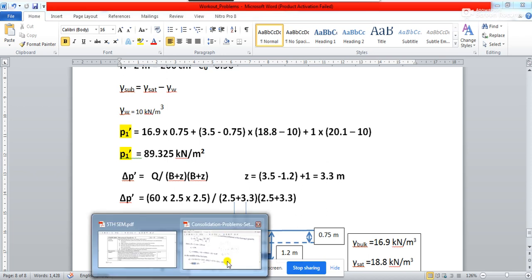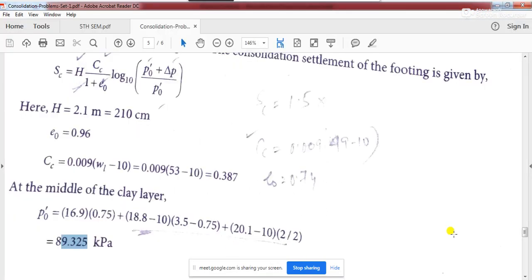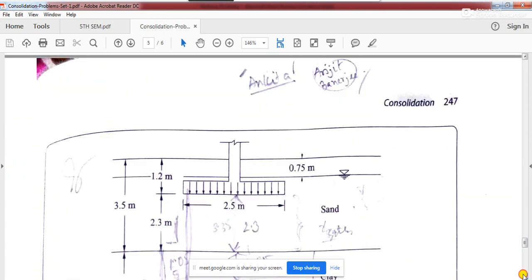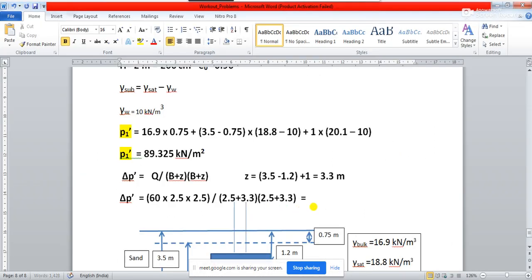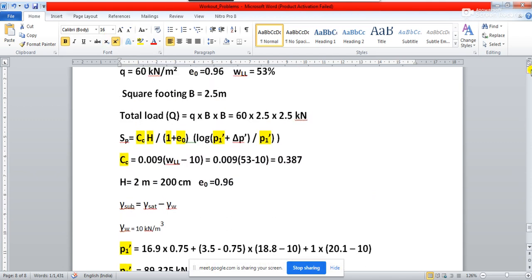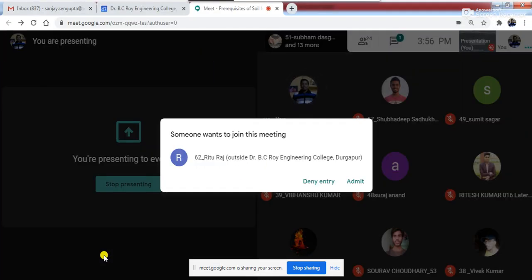Delta P is coming 11.14. Yes sir, 11.147. देखो कितना आ रहा है 11.147 एग्जैक्टली, देखो मिला है बुक के साथ. 11.147, absolutely correct. So 11.147 it is in kilonewton per meter square. Now see, now the problem is simple. Now you can easily find out.